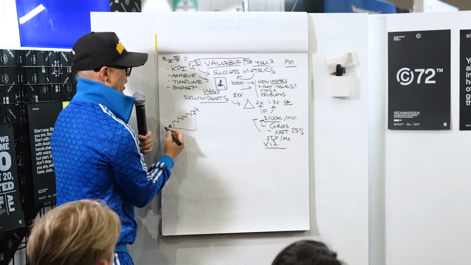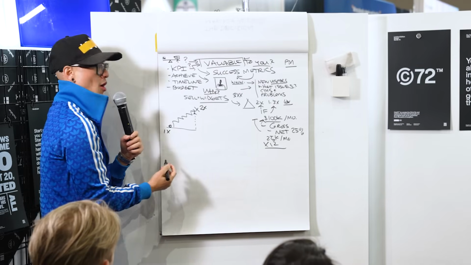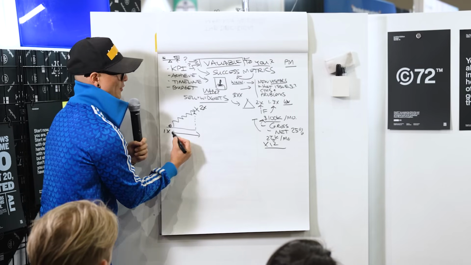So you're here at 1x widgets. You want to be here at 2x widgets. Over what time span do you want to achieve this result?